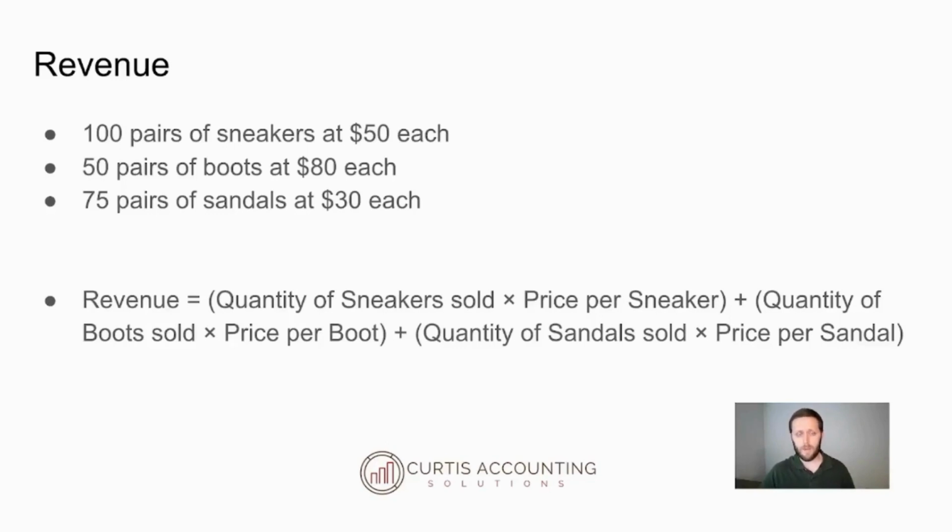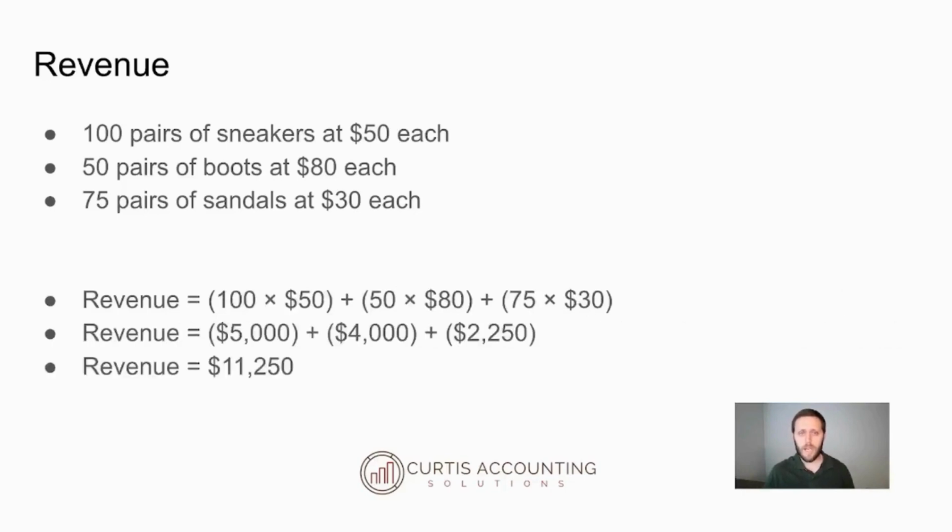We've got that up on the screen. You take your quantity of sneakers sold times their price, plus the quantity of boots sold times their price, and so on and so forth. Pretty straightforward. And after we plug our numbers into the example, the total revenue for the store for the month would be $11,250. This figure represents the total income generated from sales after accounting for returns and discounts. It provides a snapshot of your store's top-line performance for the specified period.